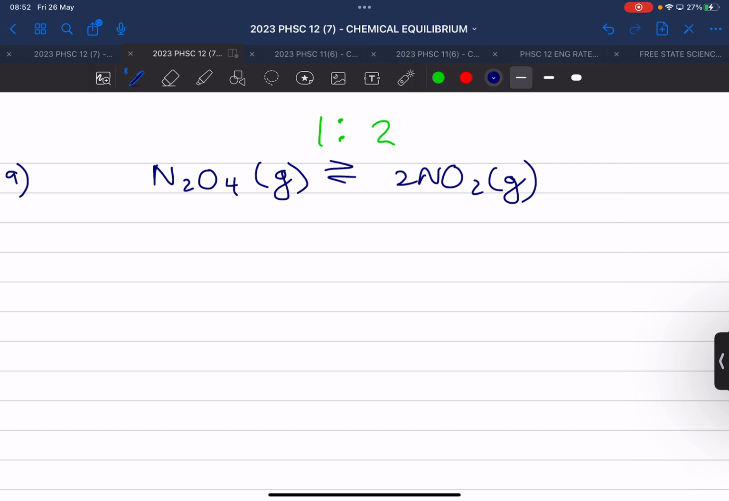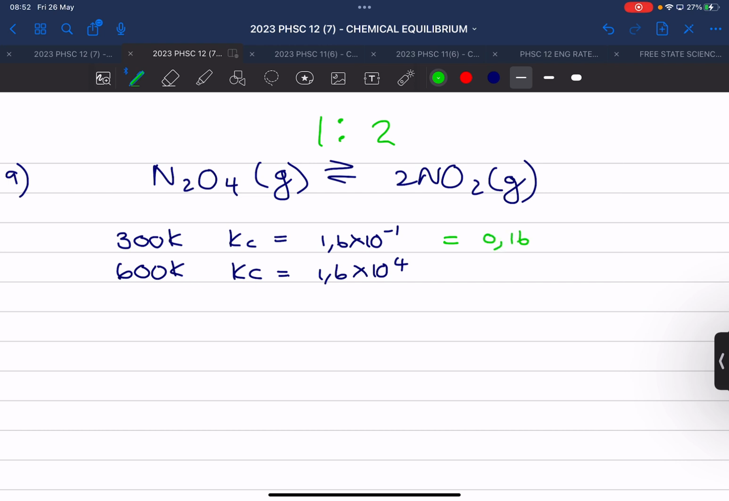Okay, now what they do say is at 300 Kelvin, the Kc value is 1.6 times 10 to the power negative 1. And at 600 Kelvin, the Kc is 1.6 times 10 to the power of 4. Okay, so just to rewrite that a bit differently, that is the same as saying 0.16, and this is the same as saying 16,000.